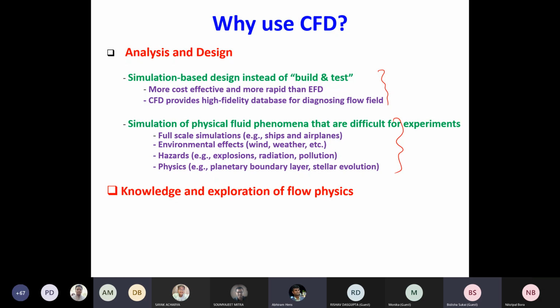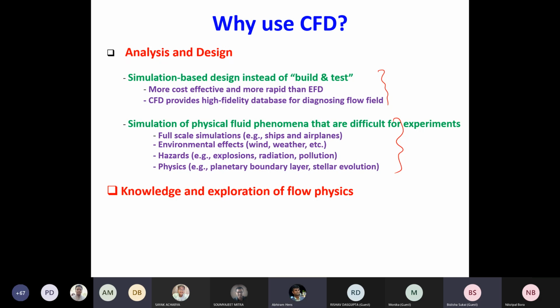Similarly, hazardous situations, say explosion, radiation, pollution. Let's say in one chemical plant some accident happened and some toxic gas is released. You cannot do experiment with such a situation, right? So you need to rely on some analysis, either theoretical or computational. And then there is some physics like planetary boundary layers and stellar evolution. These are astronomical cases where you can never dare to do experiments. So you need to take the help of theory or simulations. That is why this kind of CFD approach can be taken.